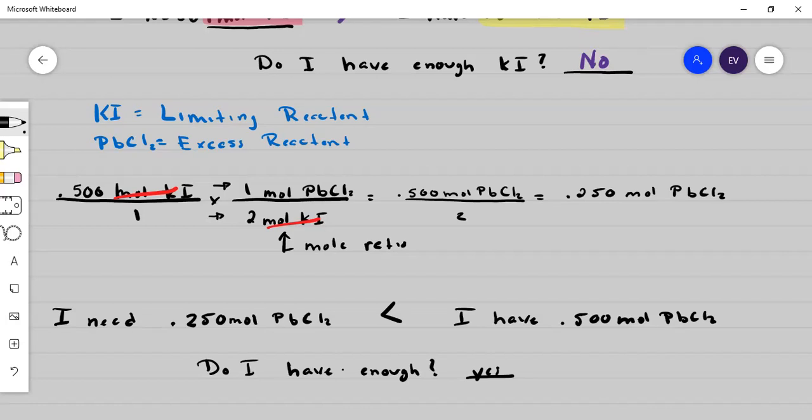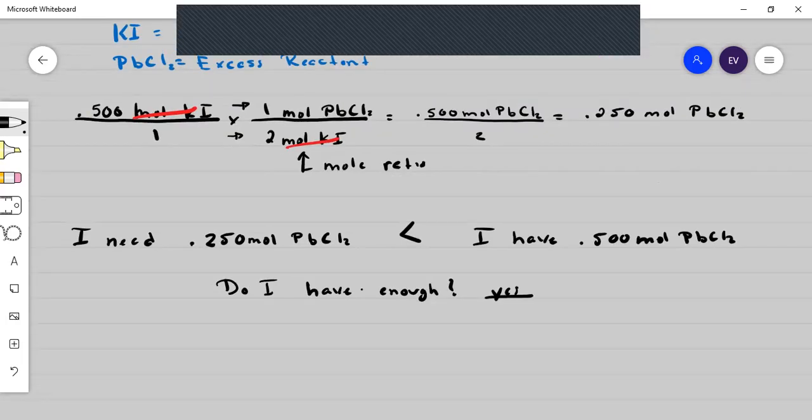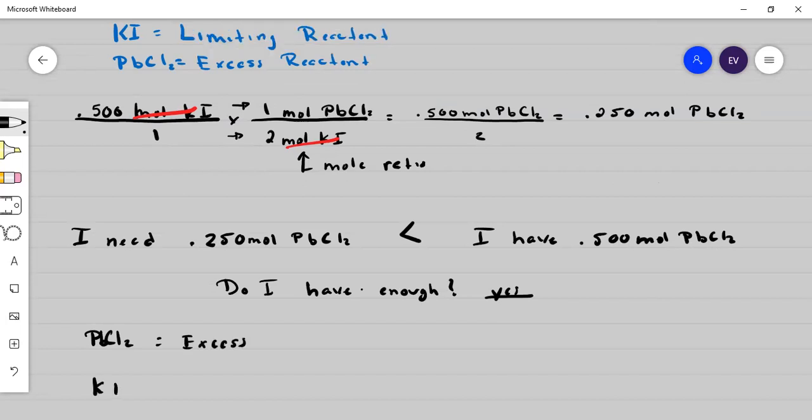Because I have more than enough, more than I need, lead chloride is my excess. And if this is my excess, then potassium iodide is the limiting reactant. So by using stoichiometry and the mole ratio, I'm able to determine which one of these is going to run out first. And the answer is the potassium iodide is consumed first.